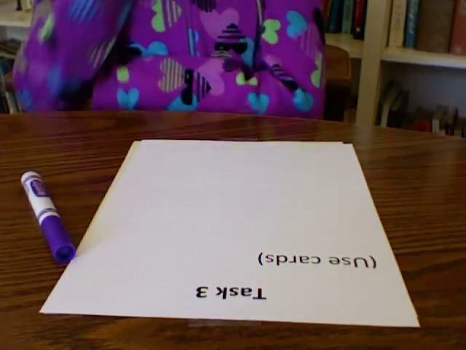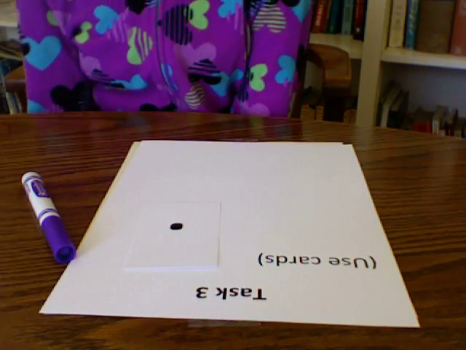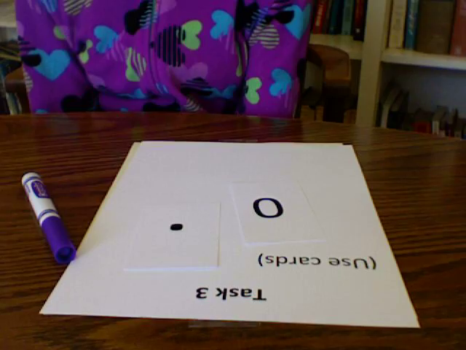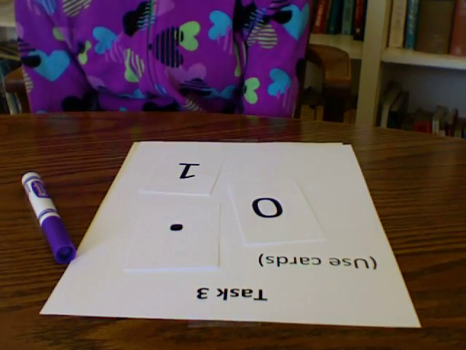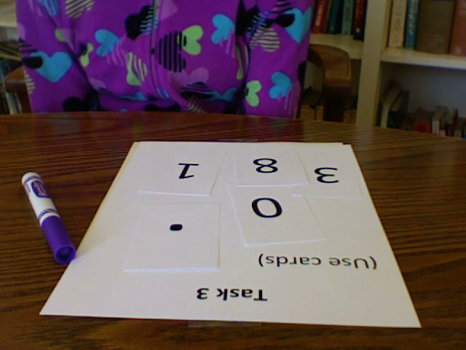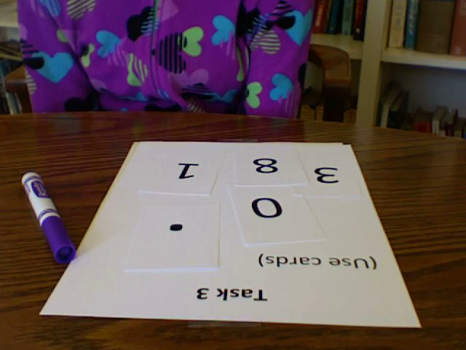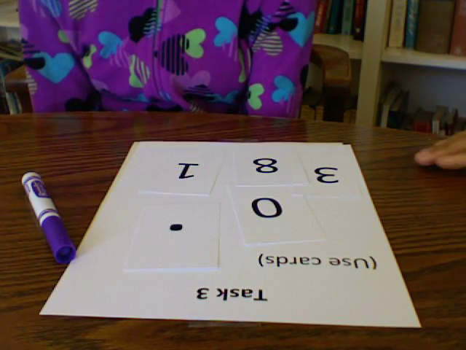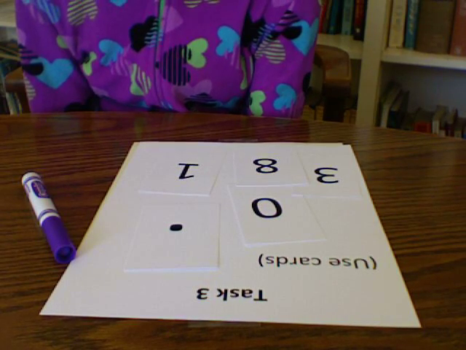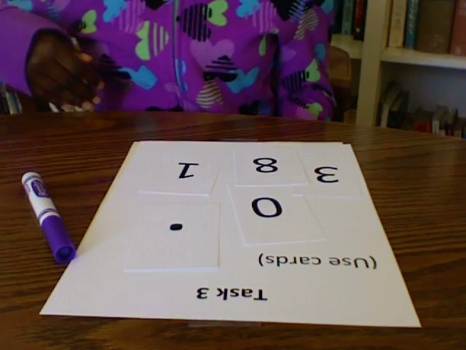So for this next task, I'm going to give you a set of cards, a decimal point, a 0, a 1, a 3, and an 8, okay? And I'm going to read some numbers to you, and using those cards, I want you to show me what that number would look like, okay? And if you don't need to use the card, you can move them off to the side. Make sense? Okay, so first one, show me what 3/10 would look like.